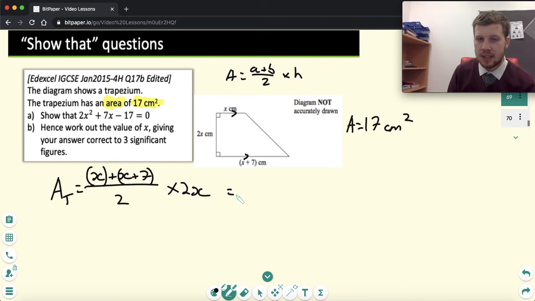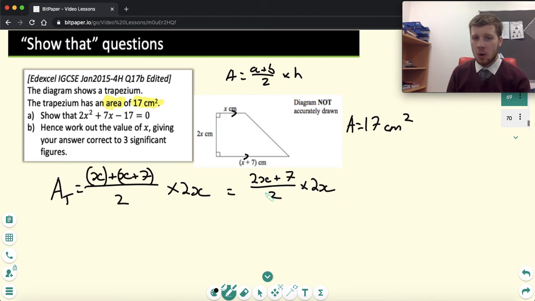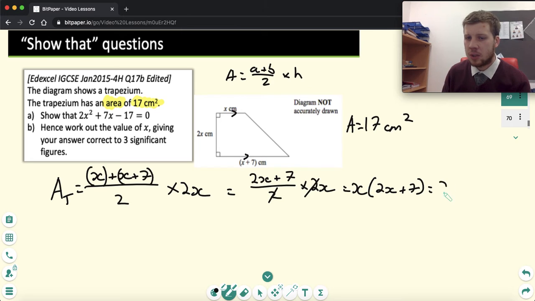So expanding this, I get 2x plus 7 over 2 multiplied by 2x. Well, these two 2's are going to cancel, so I get x lots of 2x plus 7, which will give me 2x squared plus 7x.